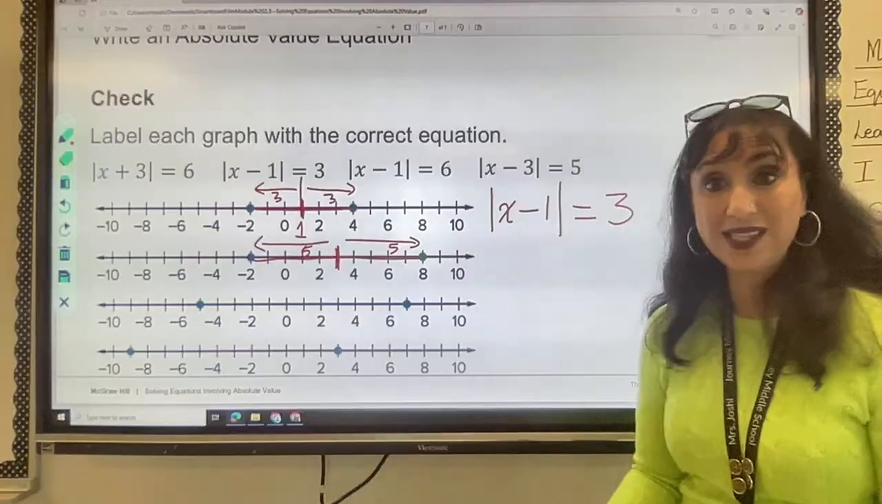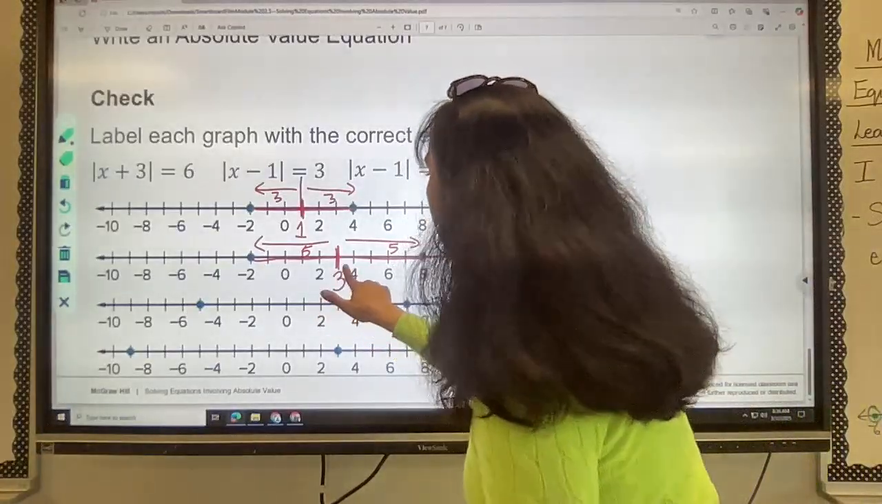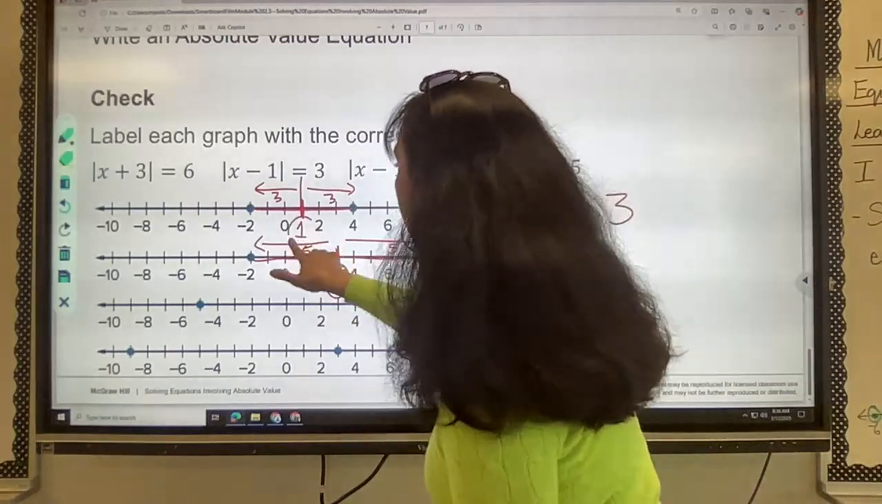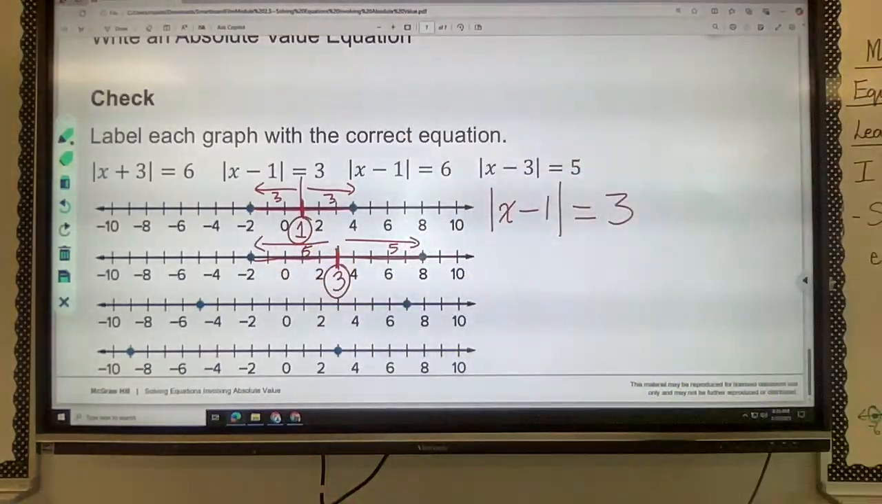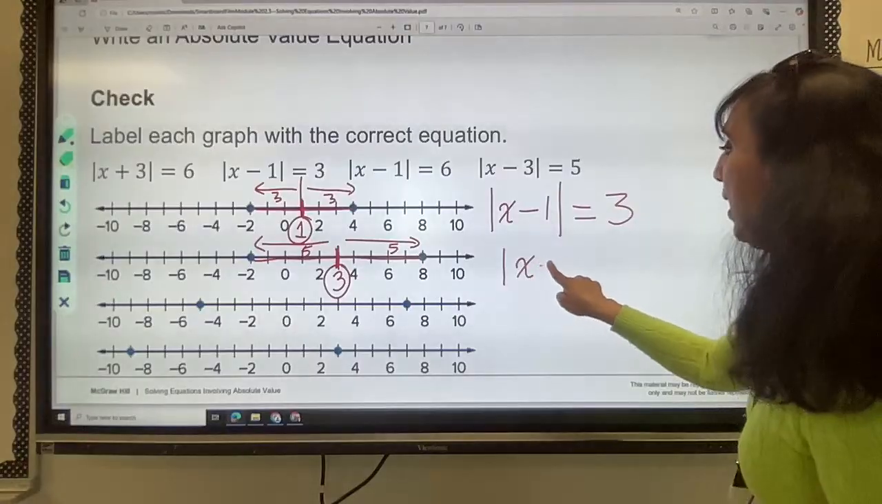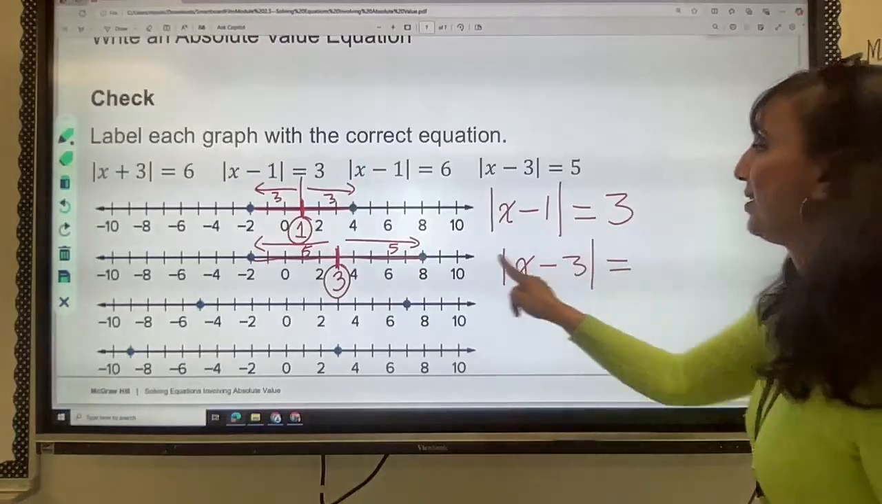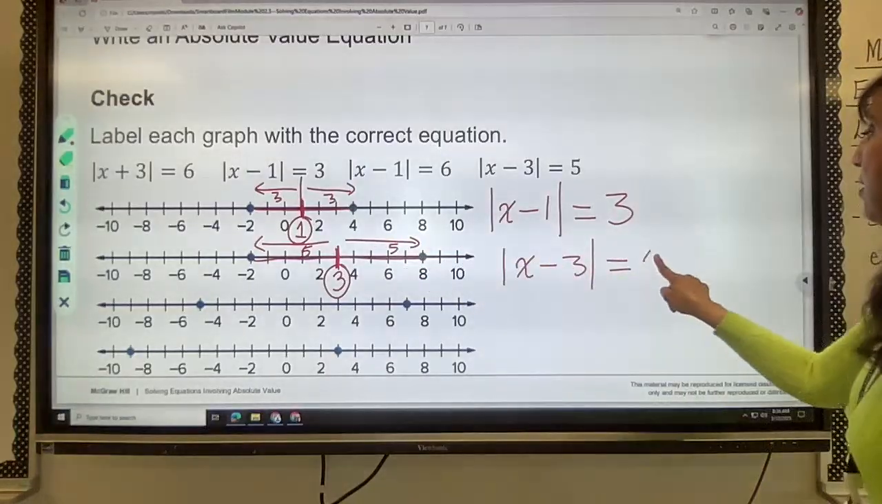Does that make sense? Okay, so now when I look at this, my midpoint is how much? Is 3. So this is what I'm looking at when I am subtracting. Okay, so in this case, what do I have? I have absolute value of x minus the midpoint, which is 3. And what is the distance that I get? It is 5.